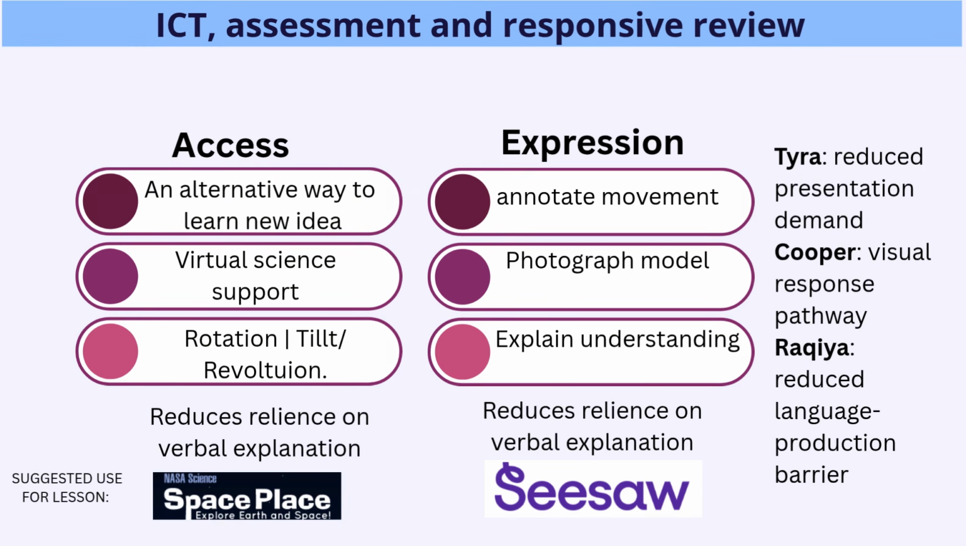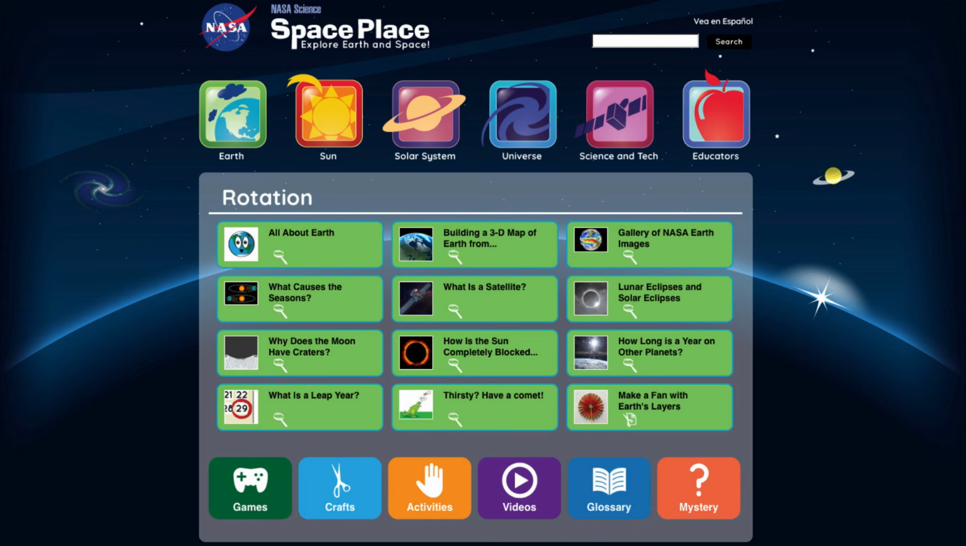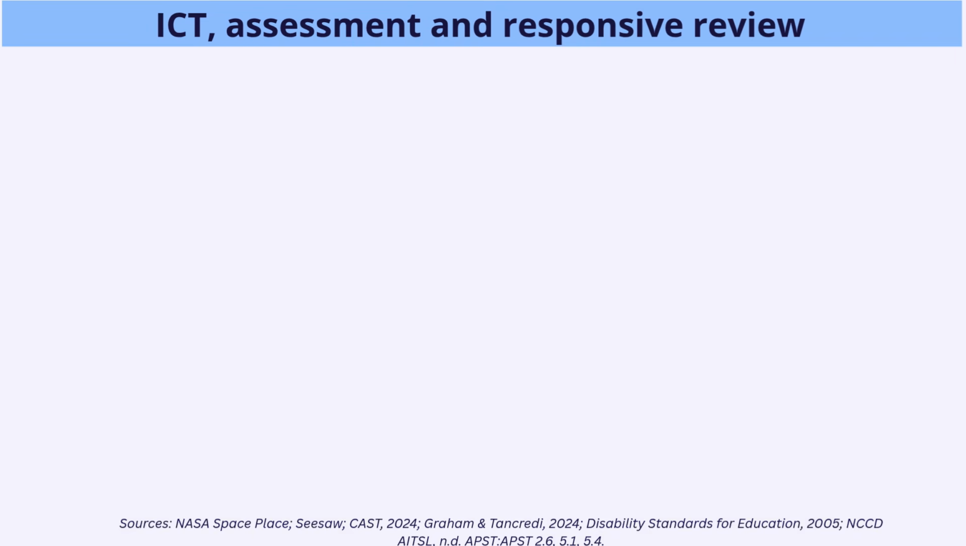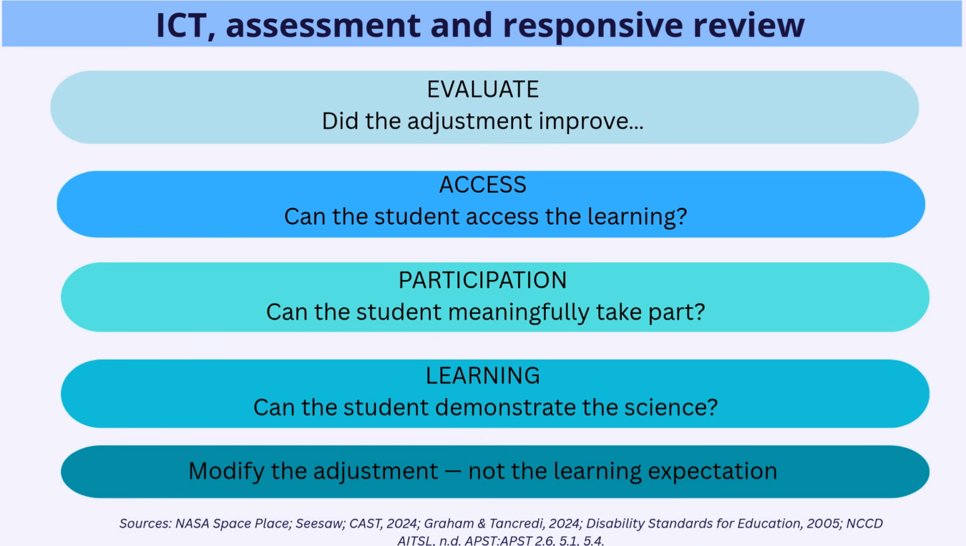So I've chosen Nasa Space Place for this lesson because it provides labeled visual representations of rotation, axial tilt and revolution. It gives the students another way to make sense of an abstract relationship alongside the physical model that we have in the classroom. And this will be particularly useful for the students that need more than just spoken instruction to understand the concept.